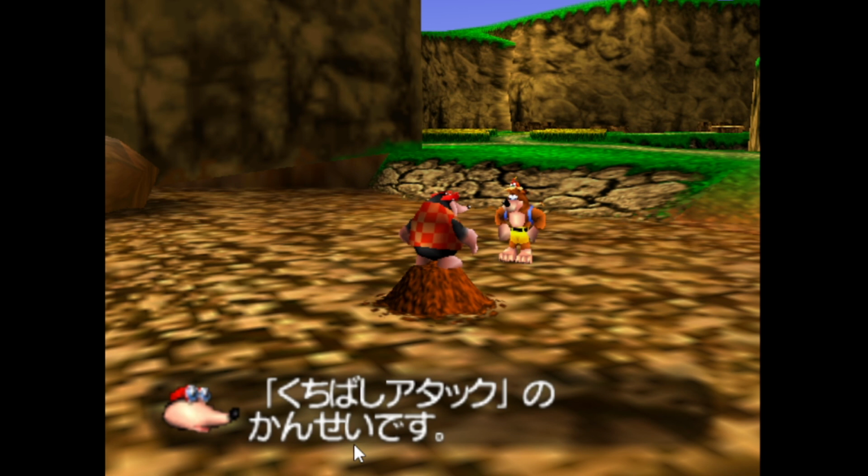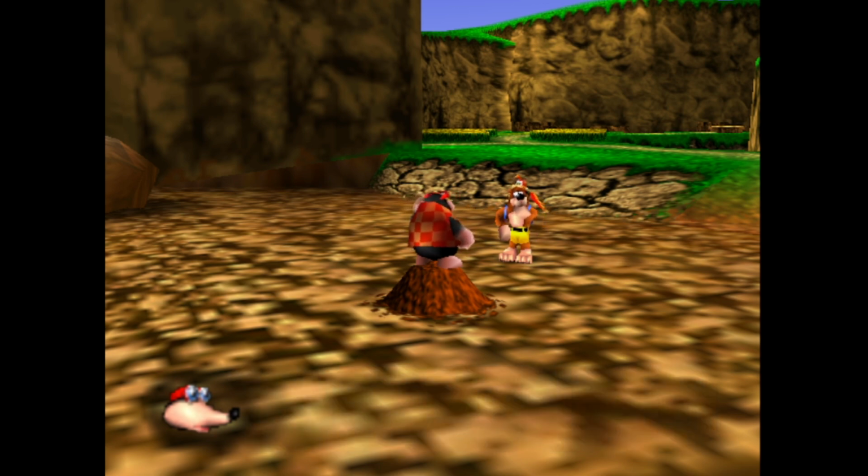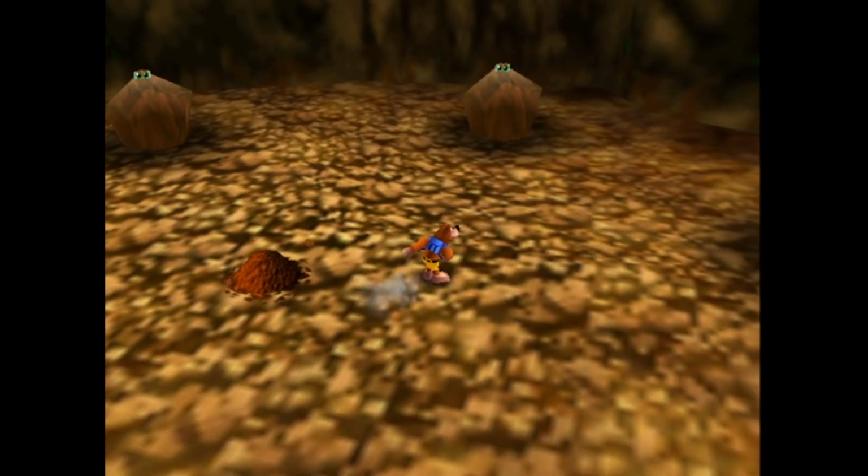Damn. So yeah, I think it's just saying, powerfuru na kuchibashi ataku no kansei desu. So it's sort of saying, crouching with the Z button and then pressing B, that is the powerful kuchibashi attack's accomplishment, or less literally, that is how to accomplish it. Okay, there we go, nice.